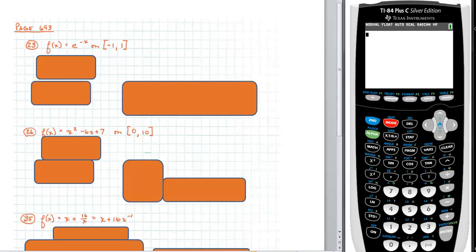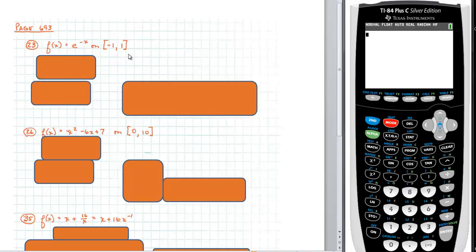As promised, these are some examples from the homework. On page 693, the directions for problems 23 through 26 say to find the absolute maximum and absolute minimum of each function on the given interval. If you'll notice, I did say the word "and," so I'm looking for both of them. And I can only have those on a closed interval.